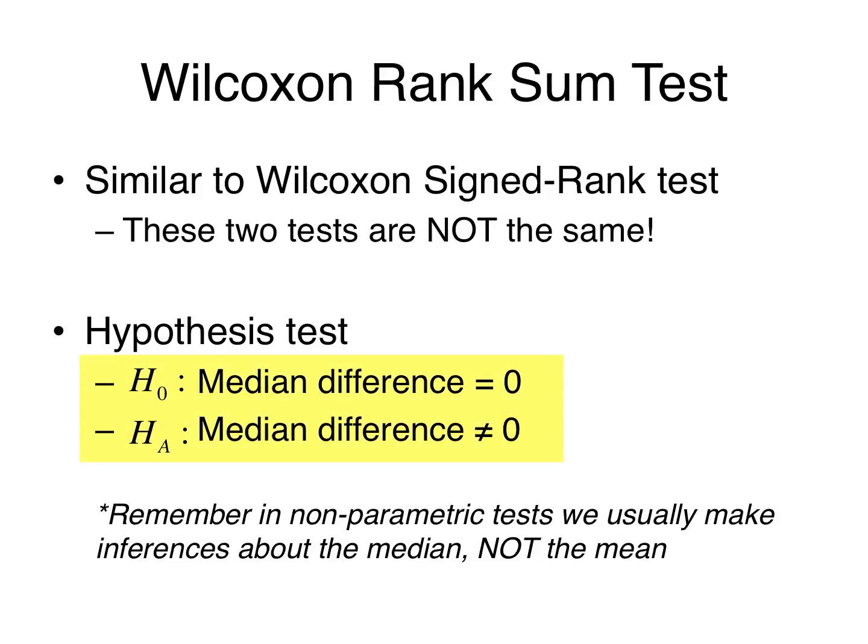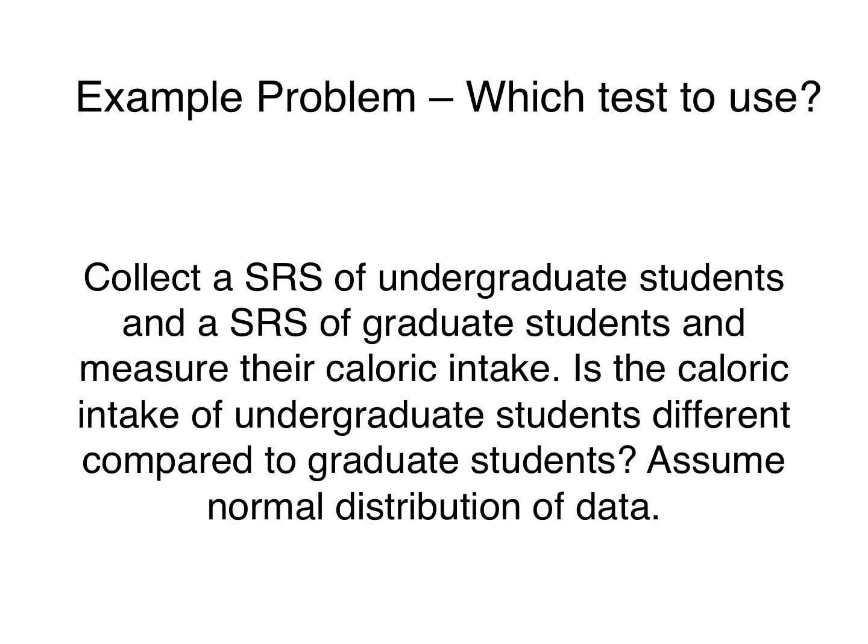The null hypothesis is that the difference in the medians of the two groups equals 0, while the alternative hypothesis is that the difference in the medians does not equal 0. So let's turn to an example. Collect a simple random sample of undergraduate students and take a simple random sample of graduate students and measure their caloric intake. Is the caloric intake of undergrad students different compared to grad students? Assume normal distribution of data. Which test should we use? So our outcome is caloric intake, which is continuous, and there are two separate groups being compared with our explanatory variable.